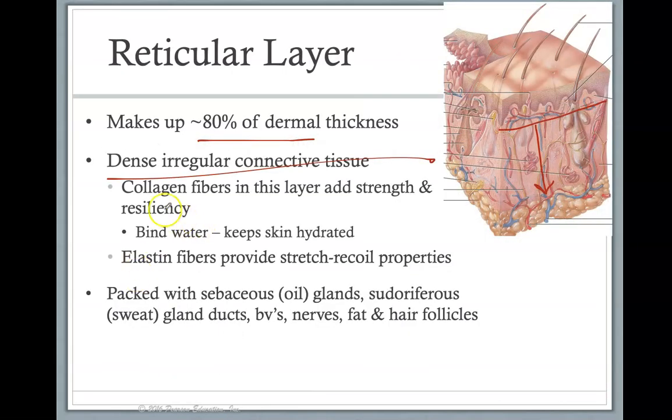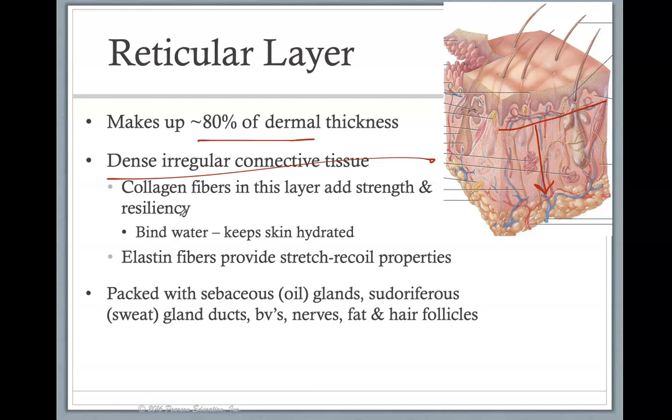And you're going to see that you have these collagen fibers in this layer that are really going to add strength and resiliency. But remember, those collagen fibers are not going to be in a regular pattern. So they're going to be in that irregular pattern. That way they can resist pulling in different directions, which is important on your skin because, unlike a tendon, your skin is not going to be pulled in the same direction all the time.